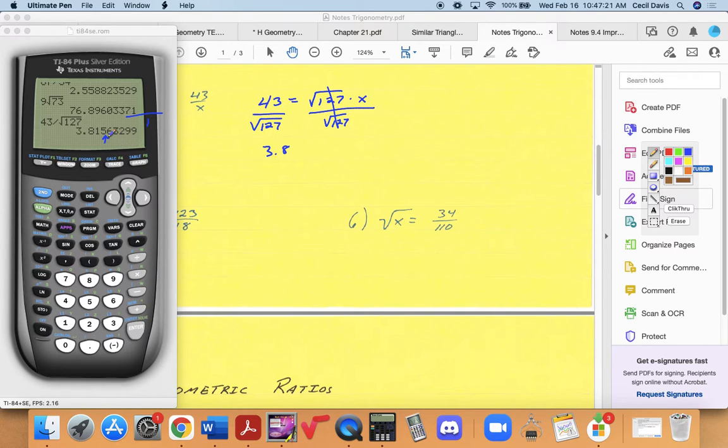So again, since this is a 5, we'll add 1, so that'll be 3.82 is our approximation for x.